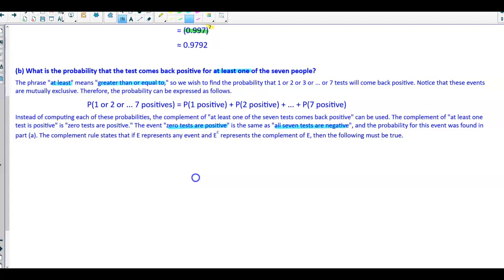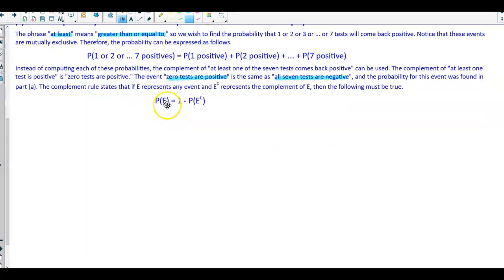And we found this probability in Part A. We found that the probability that all 7 tests are negative is 0.9792. So the complement rule states that if event E represents any event and E complement represents its complement, then the following must be true: the probability of event E is equal to 1 minus the probability of the complement of E.